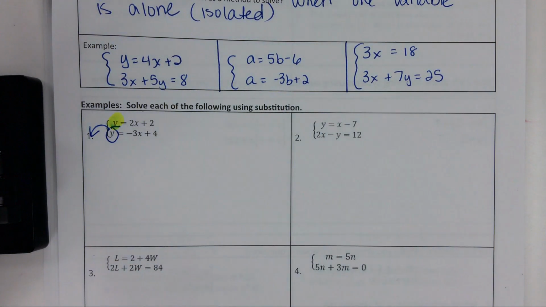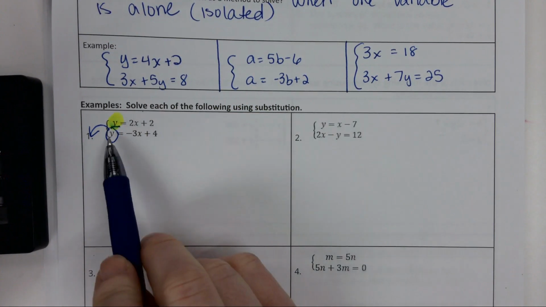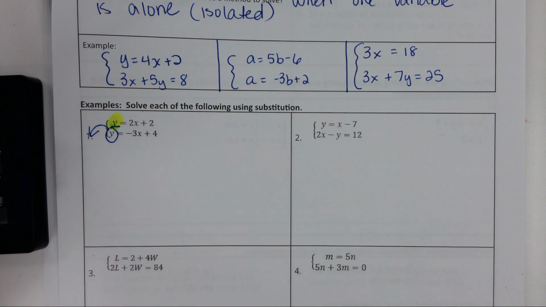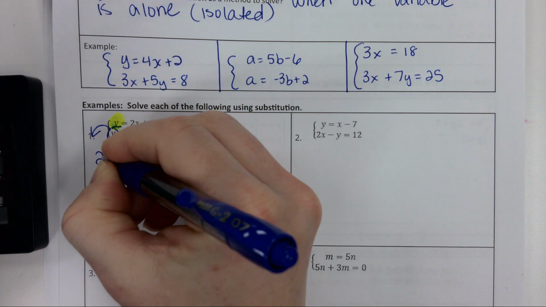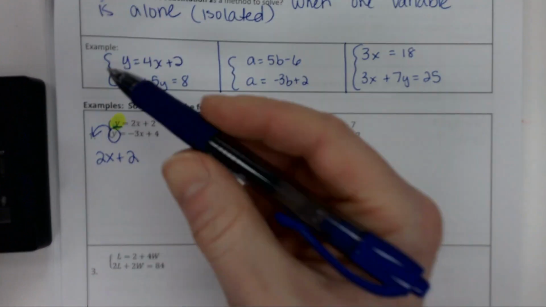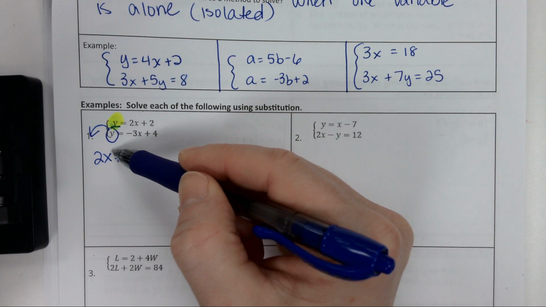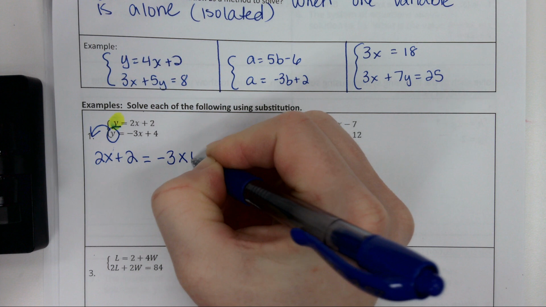He's coming out of the game. What's going in its spot? What y equals up here. So in this spot, the y comes out, and I'm going to put in 2x plus 2, because that's what y equals up there. And that equals negative 3x plus 4.